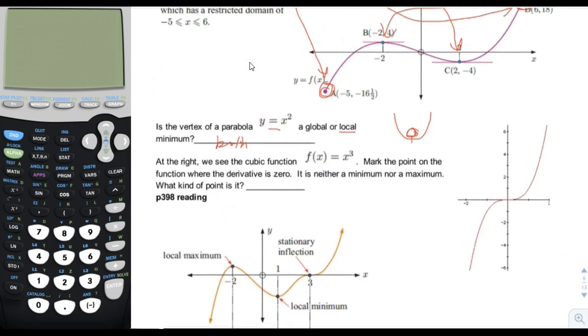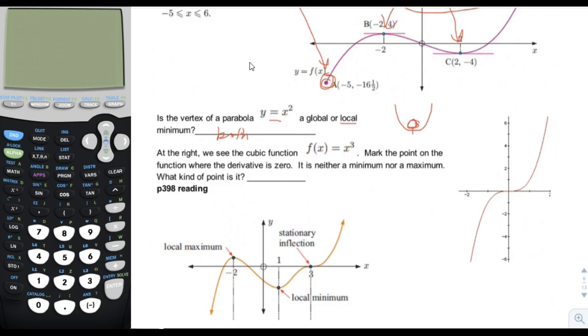Okay. At the right, we see the cubic function f of x equals x cubed. Mark the point on the function where the derivative is 0. Okay, where can you balance the ball? Right there. Or where is the derivative 0? Right there. Okay. Is it neither a minimum nor a maximum? It is neither a minimum nor a maximum. What kind of point is it? It's a stationary inflection point that we were talking about before.